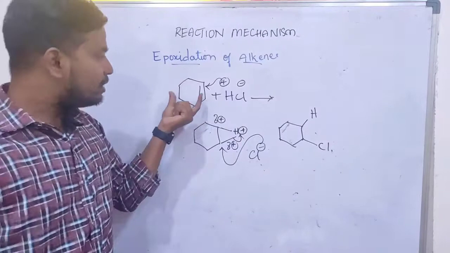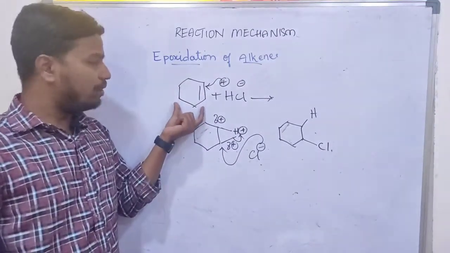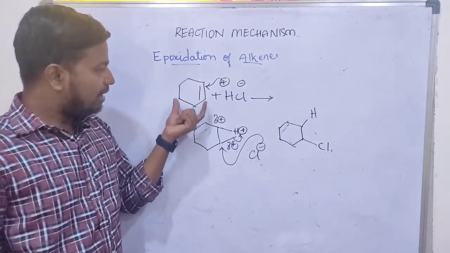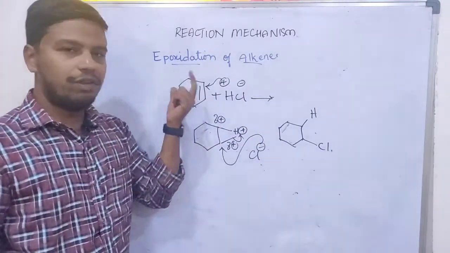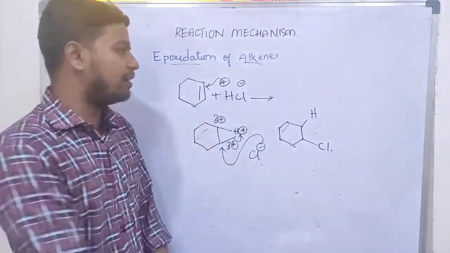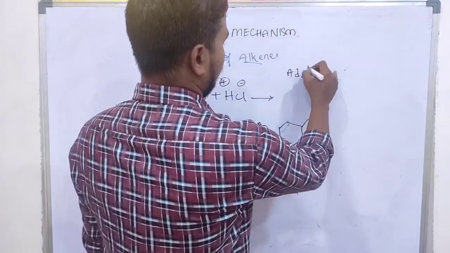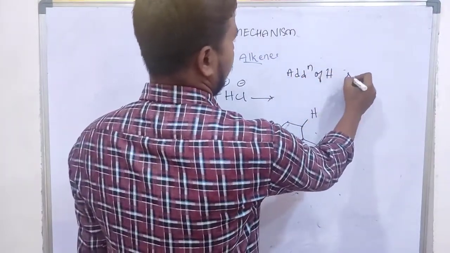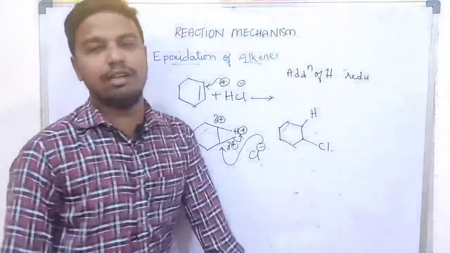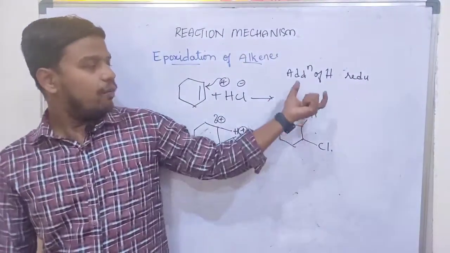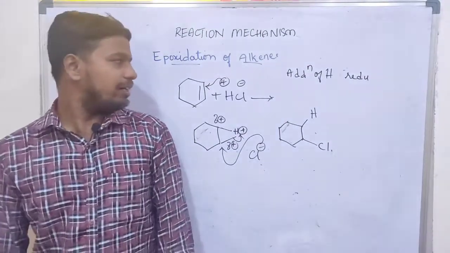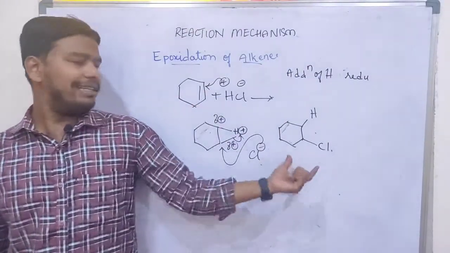Simply we can say that this particular molecule, that is this double bond, is reducing here, right? We know that addition of hydrogen is reduction. So remember, addition of hydrogen is reduction, or removal of oxygen is also reduction. Addition of electrons is reduction, and removal of electrons is oxidation, right? Here, this molecule is getting reduced.